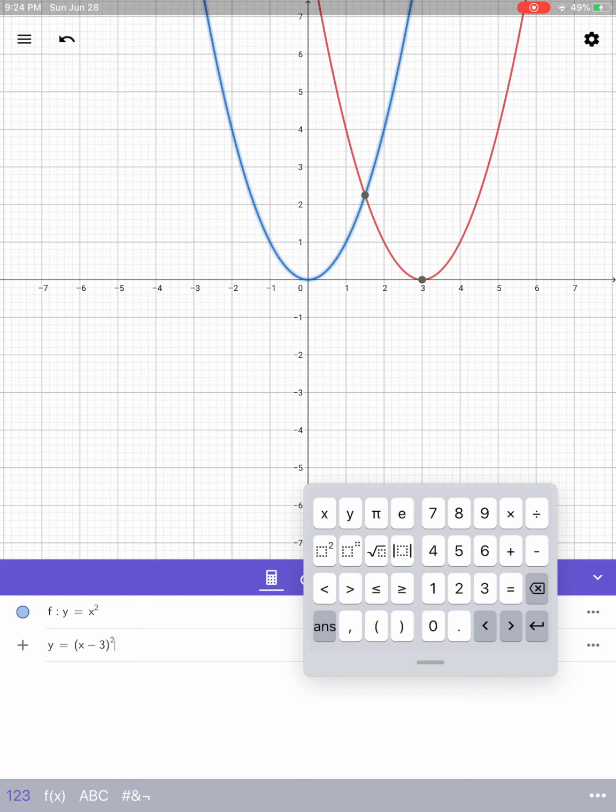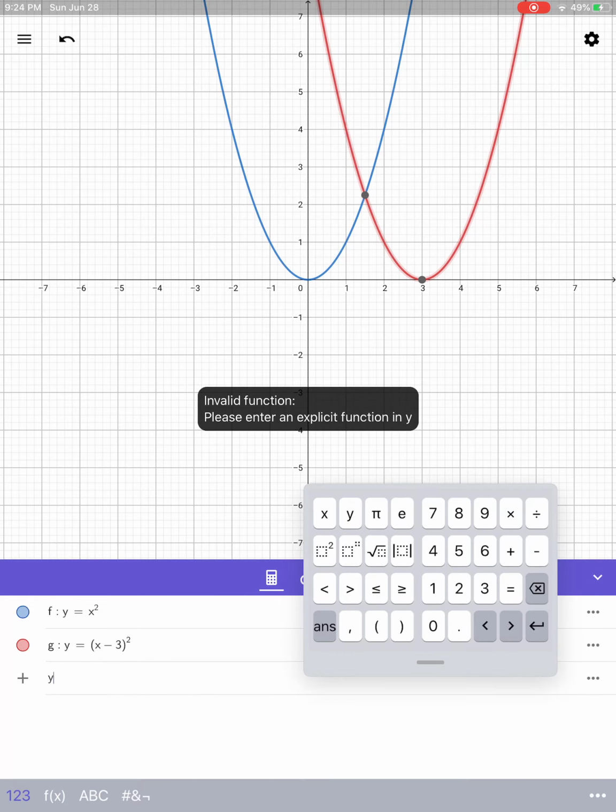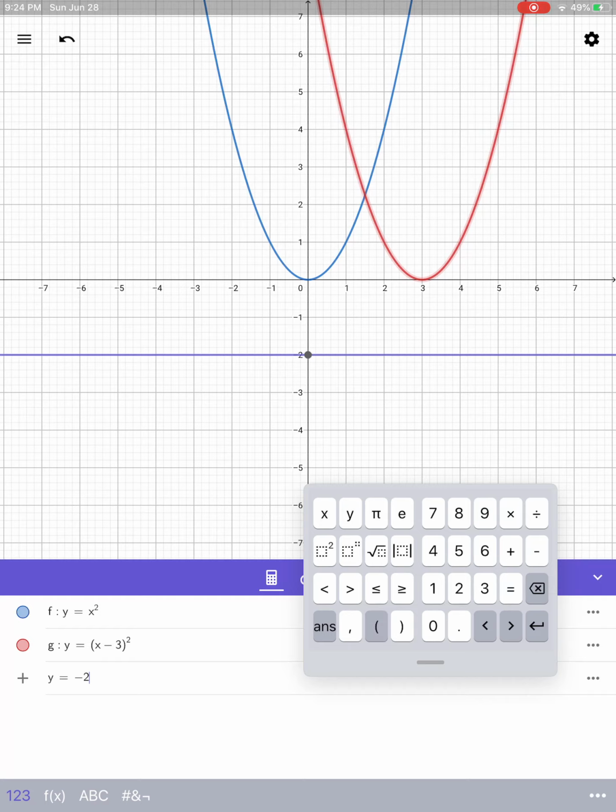Next we will do a vertical shift, or sorry, vertical stretch. So our next graph would be y is equal to negative 2 times (x minus 3) the whole squared.